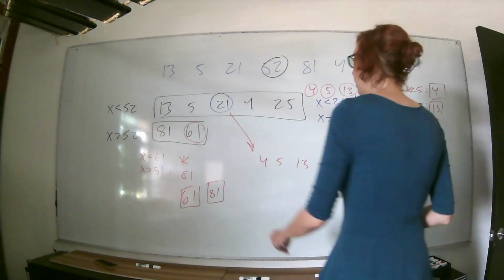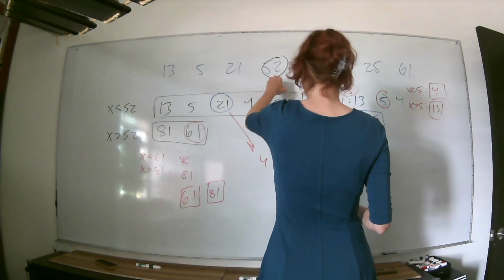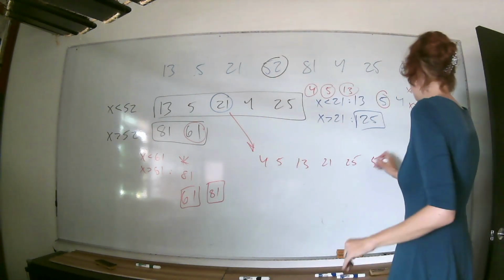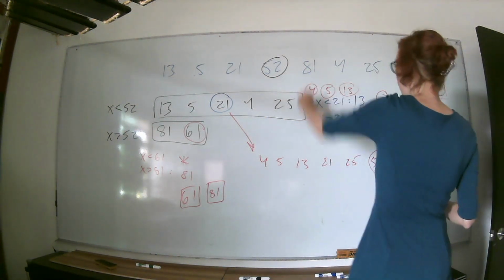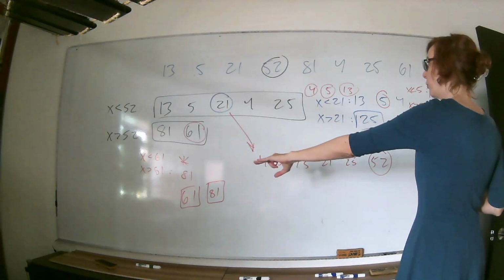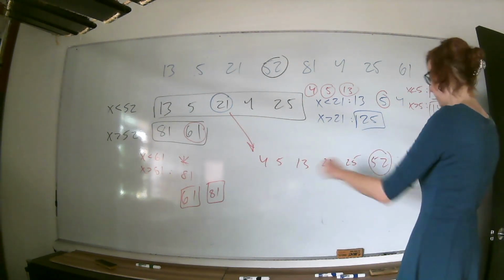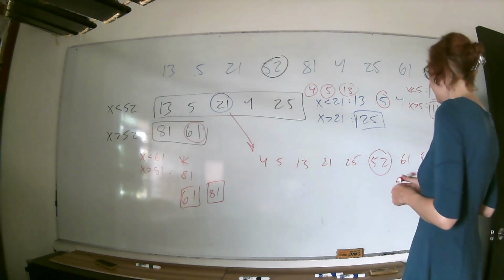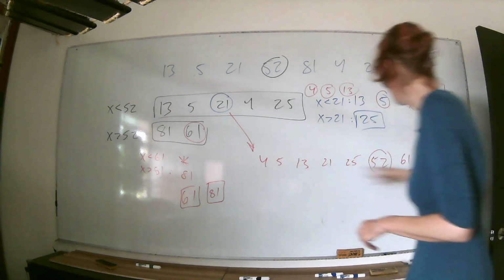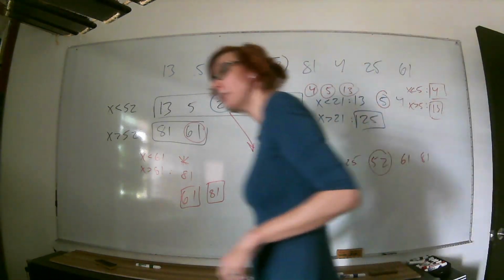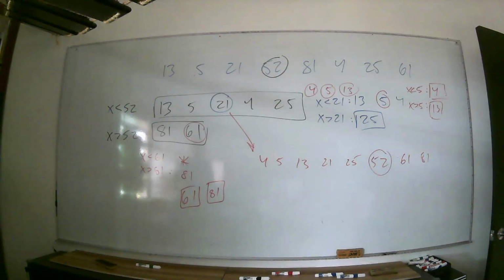So now I know that because I was pivoting with a 52, the 52 has to go after all the small ones and before the large ones. And the large ones are going to go the 61 and the 81 first. So I'm going to end up with a sorted array. So that's what quicksort does.